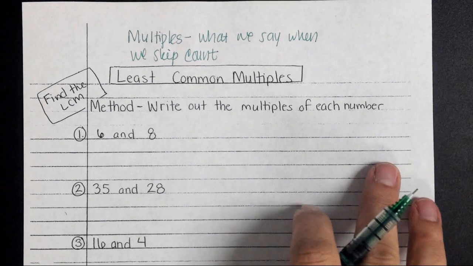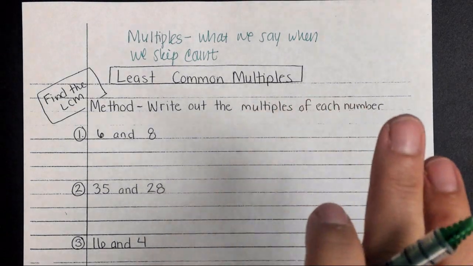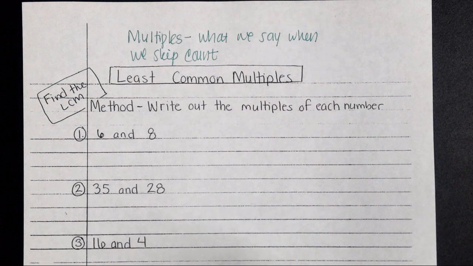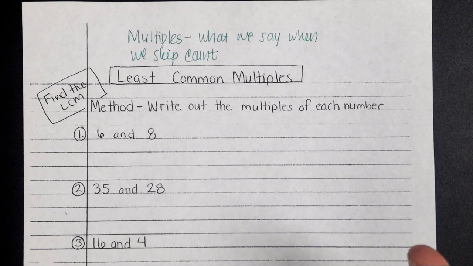Okay, so again, multiples, what we say when we skip count. Why would we use multiples for adding and subtracting fractions? What do we think? Zayden? Wouldn't it help you if you needed to simplify later? No, because remember, simplifying, that's what we use greatest common factor for. What do we use least common multiple for?